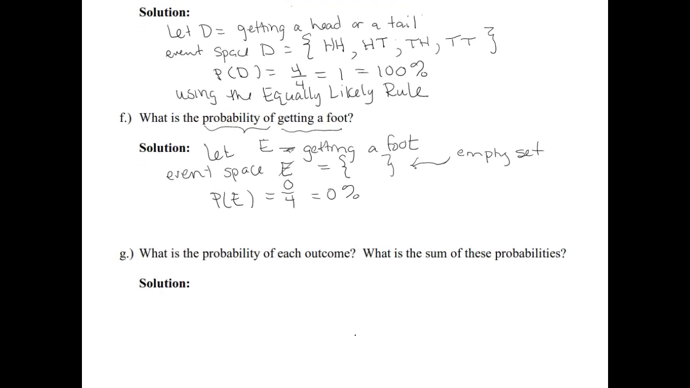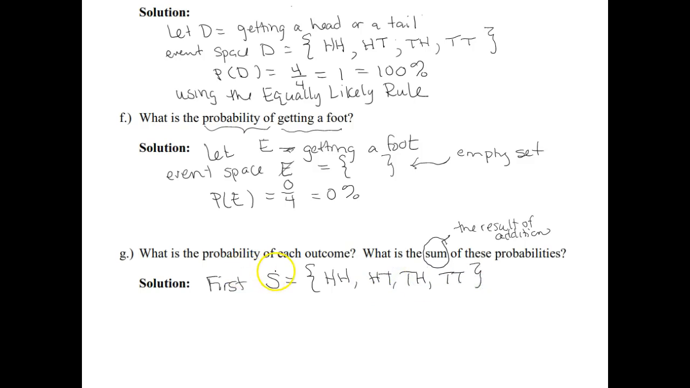And then part G says, what is the probability of each outcome, and what is the sum of these probabilities? Okay, so sum is a word from mathematics that means the result of addition, so the answer to an addition problem. So the probability of each outcome. Let's just go back first and relist the sample space. So we had H, H, H, T, T, H, T, T.